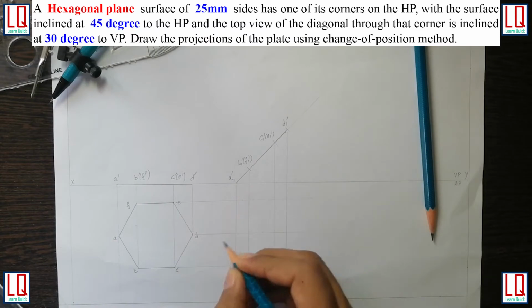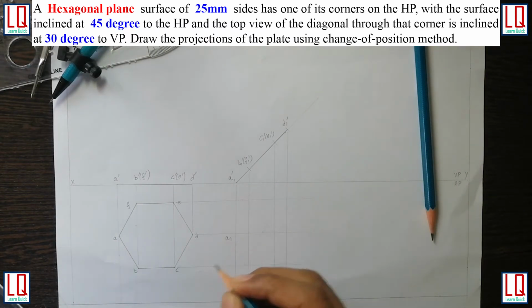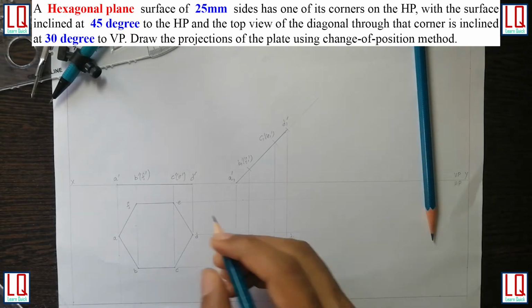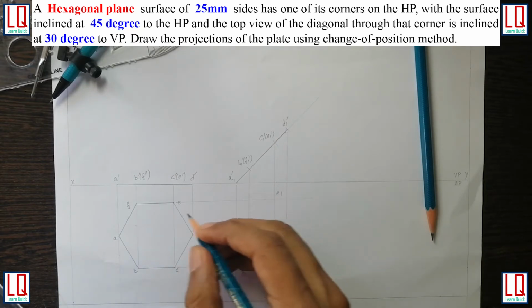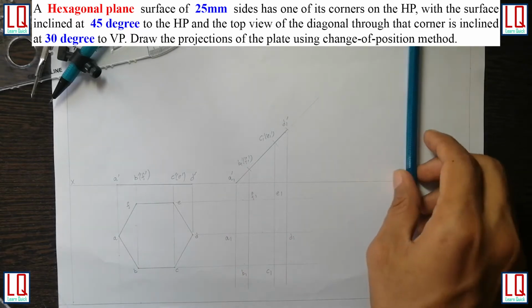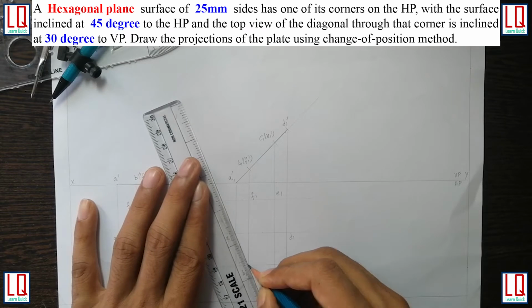Now mark the meeting points. A and A1 dash meet here, it's A1. B and B1 dash meet here, it's B1. C and C1 dash meet here, C1. D and D1 dash meet here, D1. E and E1 dash meet here, E1. F and F1 dash meet here, F1. Now join all the corners in your step 4.